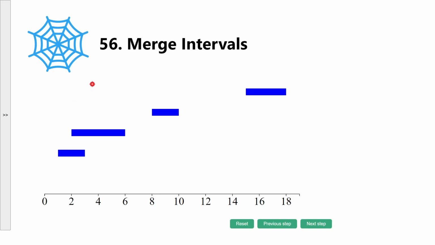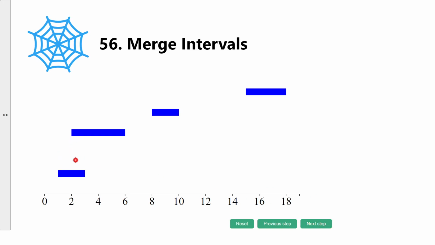Hi everyone, let's look at Leetcode 56 Merge Intervals. In this problem, we are given a list of intervals and we are supposed to merge two intervals if they are overlapping between them. Here we can firstly sort the intervals in the old list, then we add the intervals one by one to our new list.